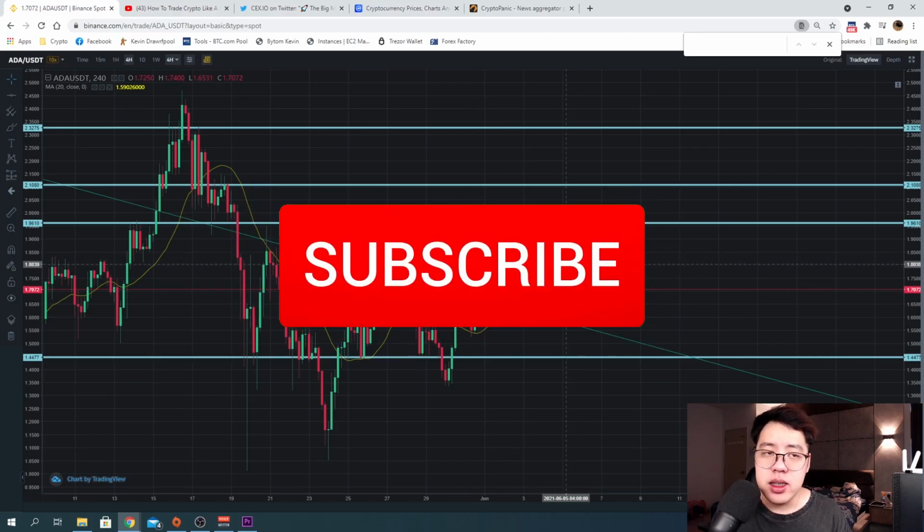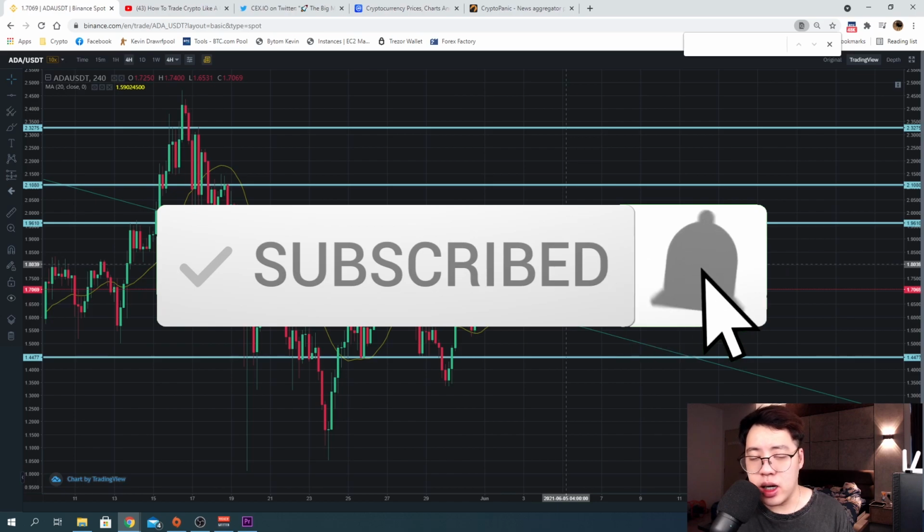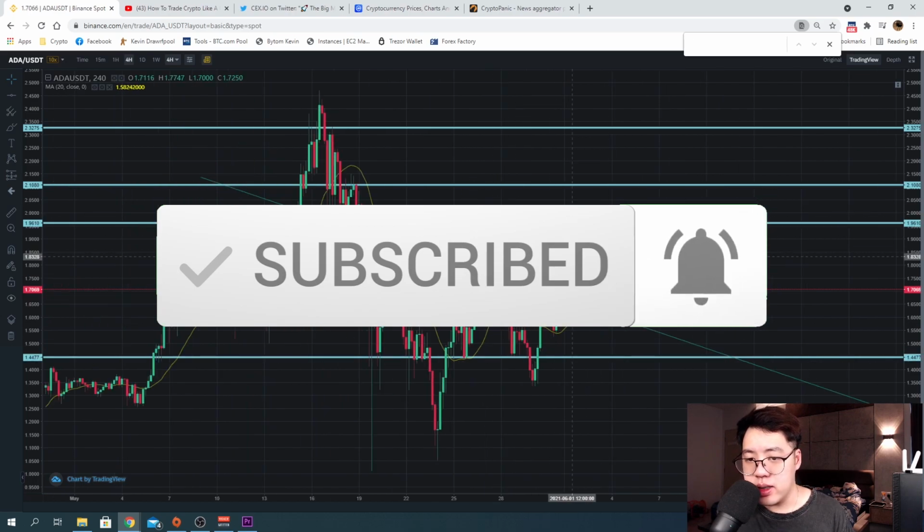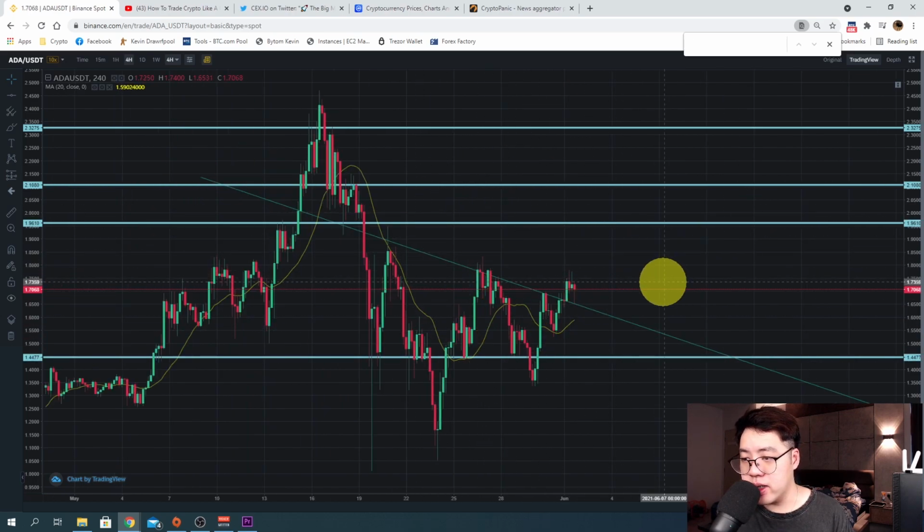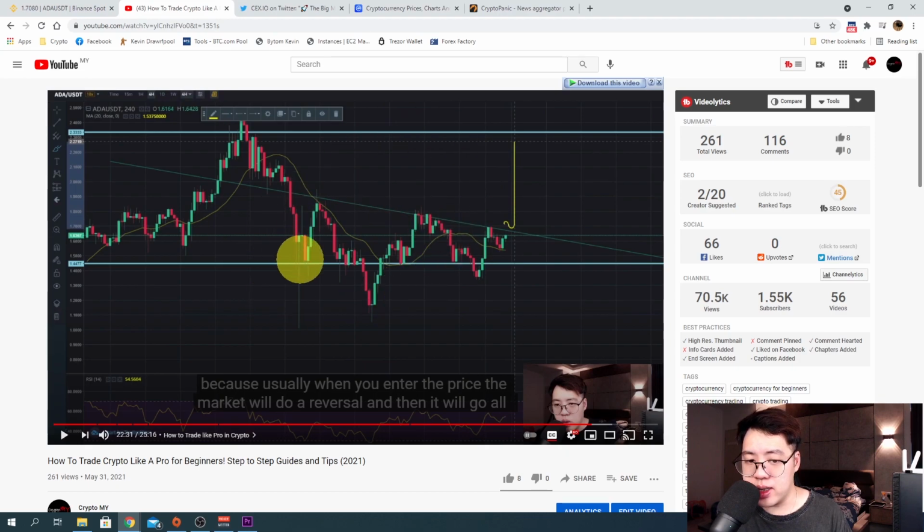As you can see, this is the ADA versus USDT chart right now, which I drew in yesterday's video. If you haven't watched my video from yesterday, I posted about how to trade crypto like a pro for beginners. That video uses ADA versus US dollar to do the technical analysis.